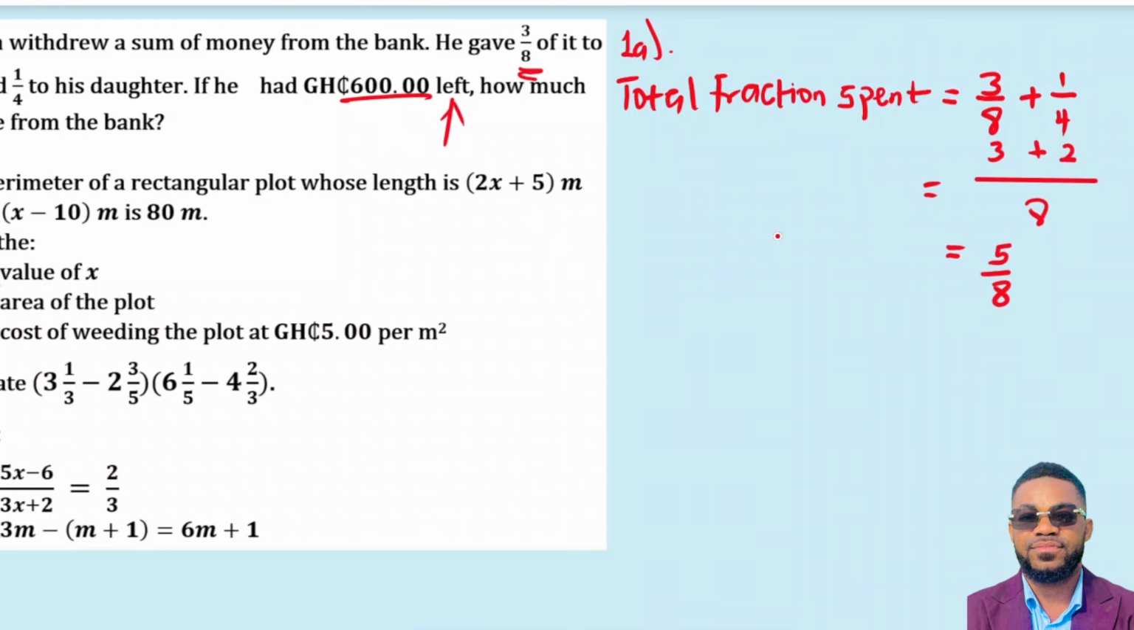Now this is what you're supposed to know. This fraction left is equal to the actual amount left. So we are going to use a proportion for this one. But before then, let's relax and find the fraction left. Once we know the fraction spent, we can just get the fraction left by subtracting from the total fraction, which is 1.